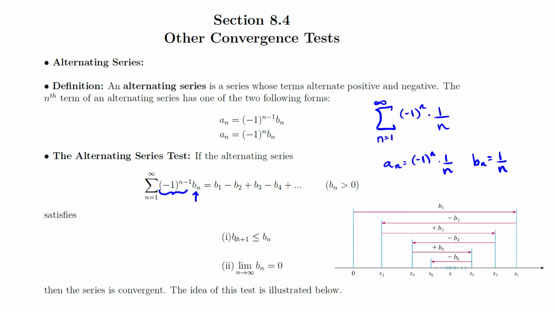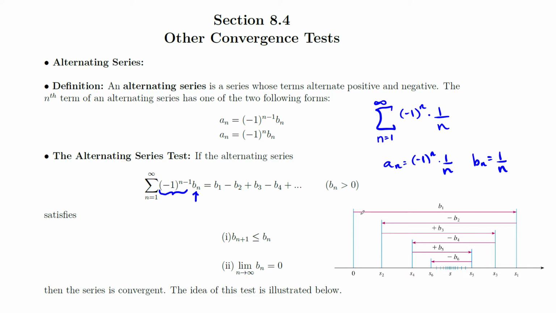Number one, that b sub n plus 1 is less than or equal to b sub n. What does that really mean? Each term in the sequence is smaller than the one that came before it. That's all that means. And then if in addition to that, the terms of the sequence converge to 0, then you will always have convergence for an alternating series.